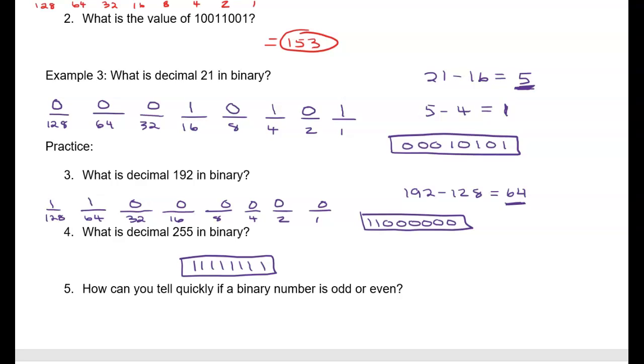And for number 5, how can you tell quickly if a binary number is odd or even? So let's think about this. What do you guys think? How would you tell whether a number is even or odd based on just looking at its binary? And so the answer to this is just the last digit. So if the last digit is 1, then the number's odd.